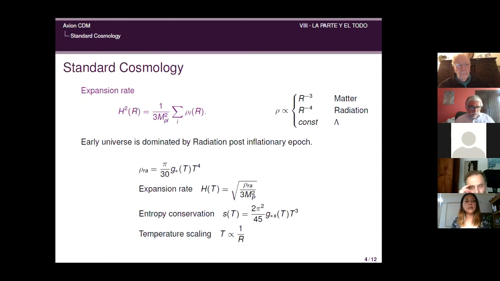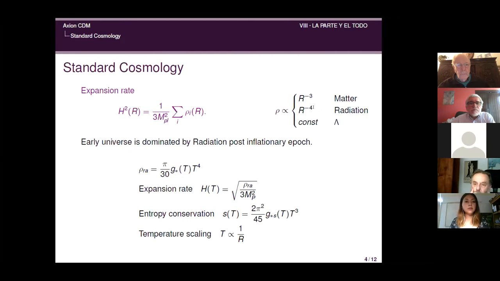What is the role of cosmology in axion physics? First, we need to know that the expansion rate is given by the Hubble parameter, which depends on the different contributions of the energy density that the universe has. And the energy density has a power-law dependence on the scale factor, depending on what fluid we are considering. So for instance, for matter, the energy density scales as a to the minus 3, and for radiation as a to the minus 4, and so on.